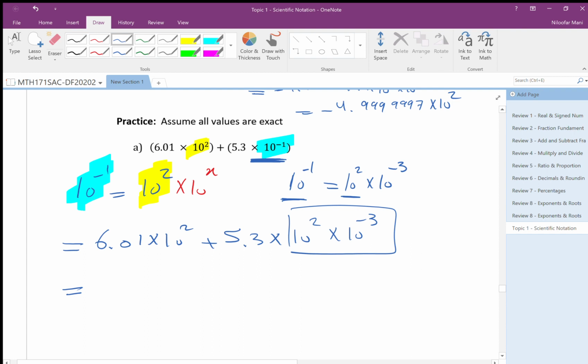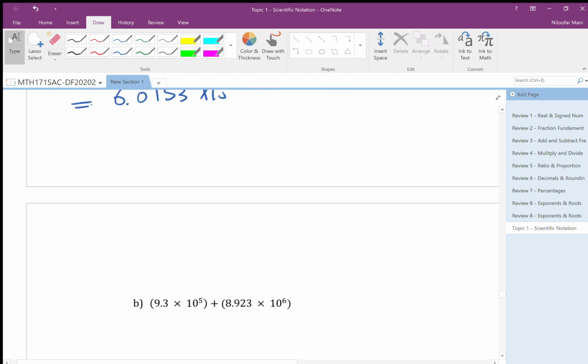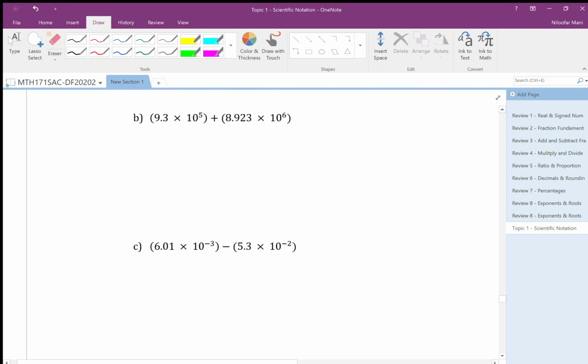So, equal. You don't touch these. You just combine these two. Okay, so it is 6.01 times this combined. So plus 0.0053 times 10 power 2. Okay, so very good. What's the answer? The answer is 6.0153 times 10 power 2. Okay, and done. My answer is in scientific notation. Perfect. How about here?